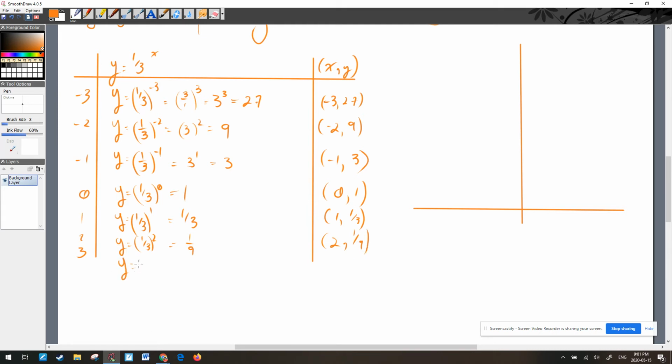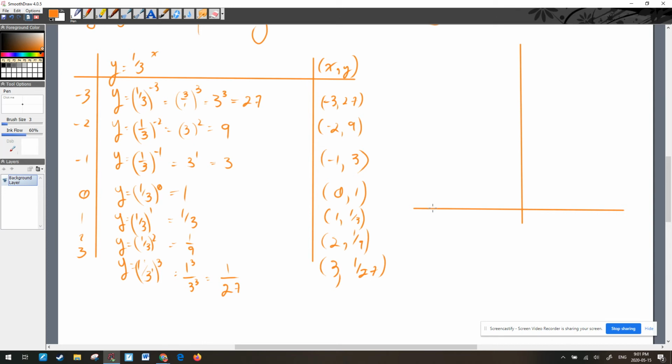And then y equals 1/3 cubed. Well, it's really exponents of 1 on those. So it is 1 to the exponent 3 over 3 to the exponent 3. 1 to the anything is just 1. 3 cubed is still not 9. It is 27. So this becomes 3 and 1/27. Again, I'd like you to notice the symmetry. 27, 1/27. 9, 1/9. 3, 1/3. And then just 1. Okay, I'm going to go over here and plot these points.